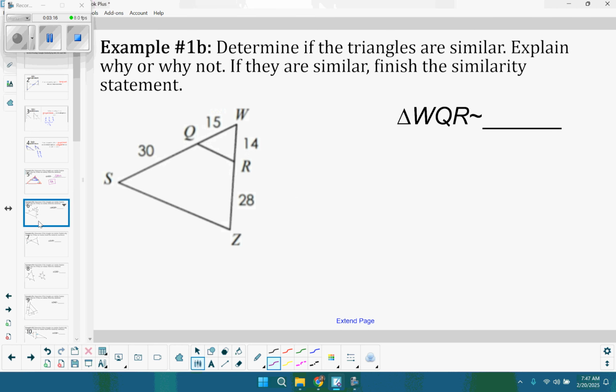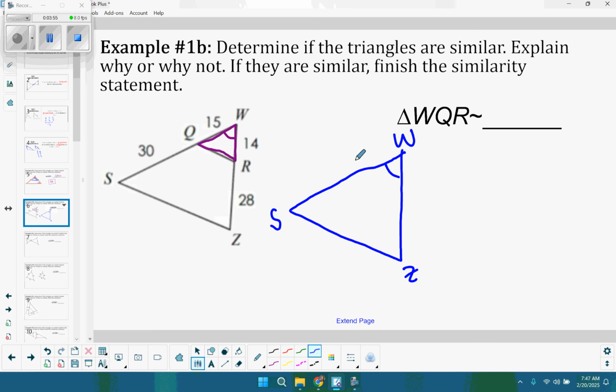Example 1B is the same thing. I have overlapping triangles again. I have a little guy right here for WQR, but then I have a larger one right here. So what I do when my triangles are overlapping, I tend to draw them separately. I redraw the bigger version and just highlight the smaller version within it. Both of my triangles had the angle by W. They overlapped there. So we do have an angle that's congruent.